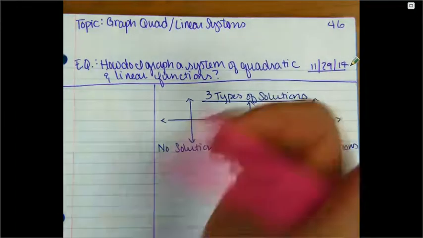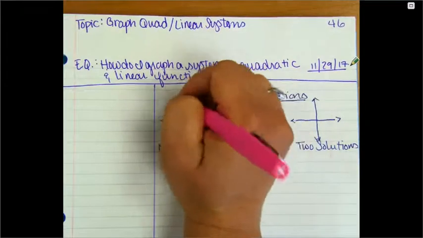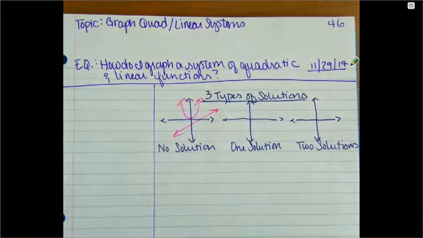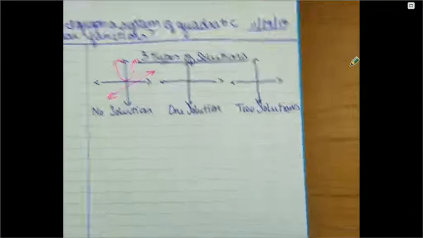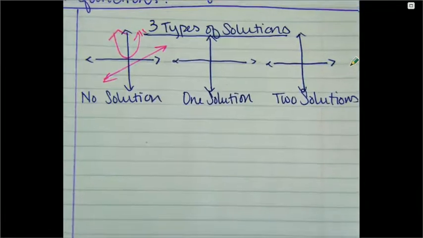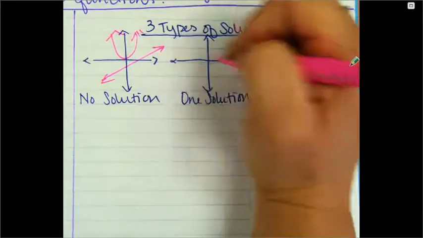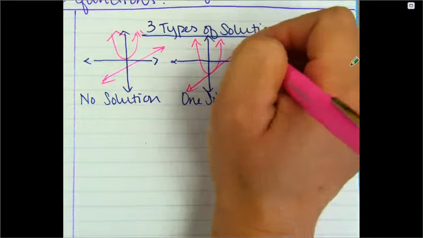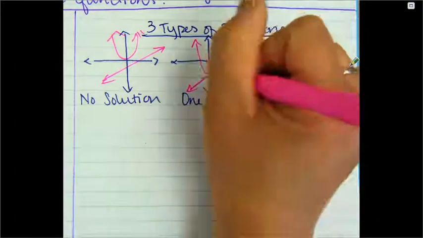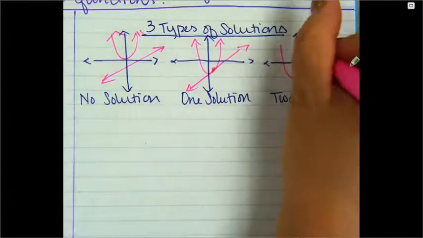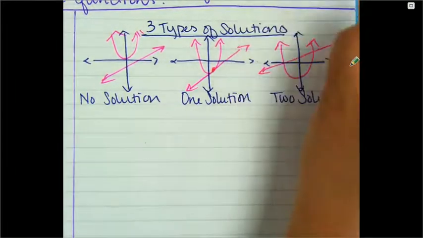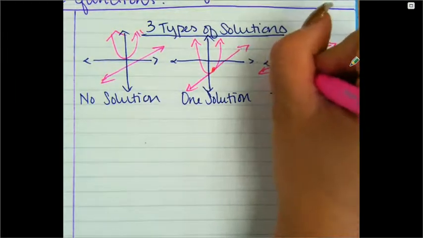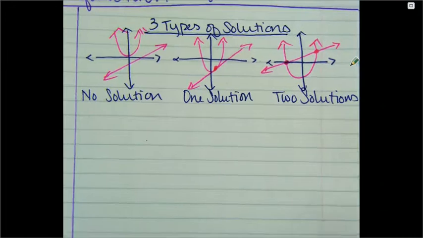No solution means you're going to have a quadratic and a linear not touch. One solution, you have a quadratic and a linear intersect. 2 solutions is a quadratic and a linear intersecting twice. Good?